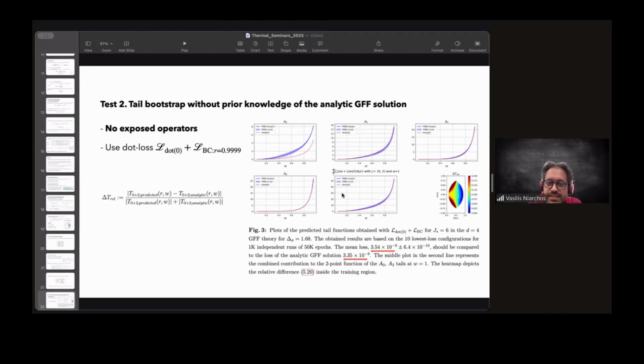You can see the result is capturing the tails. Here I use J star equals 6. So A4 and A6 are pretty well captured. It seems to have difficulty capturing A0 and A2, so the tails for spin 0 and 2, although if you sum their contribution in the crossing equation, it seems to be capturing that quite well. You can see the losses are down. Nevertheless, it's not recovering fully the exact analytic solution. And that's the first signal that we're missing something here.